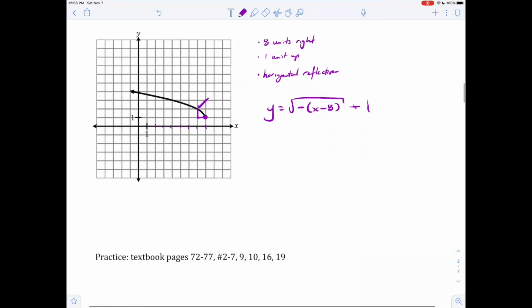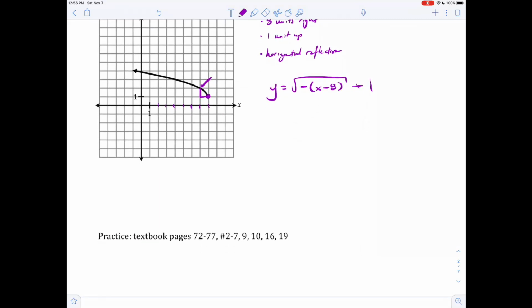That's it for transformations. Hopefully it was a bit familiar to you, but there is some practice work for you to try out. So on those pages, give it a go, give it a whirl, give it a spin, give it a try, see what happens.